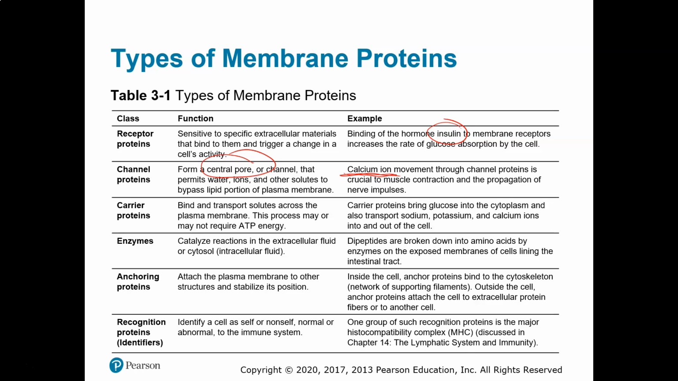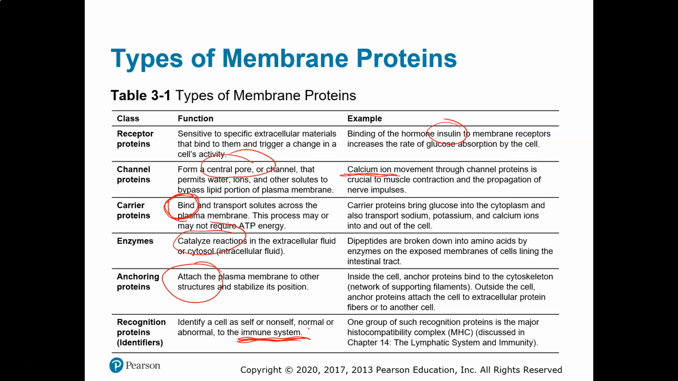Carrier proteins are the same as channel proteins, but they chemically bind to the substance they are transporting and then move it across the plasma membrane. Enzymes catalyze reactions. Anchoring proteins attach the plasma membrane to other structures inside and outside of the cell. And recognition proteins or identifiers identify a cell as self or non-self, normal or abnormal, to our immune system.